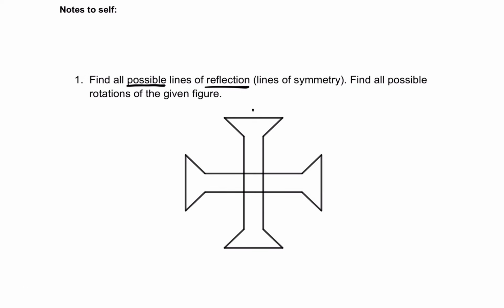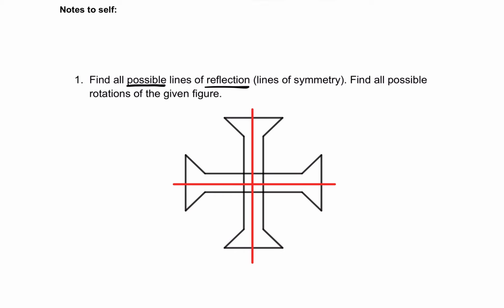For example, if I folded my paper down this line, and I'll do it in red so it's easier to see, then you could see all these pieces would line up with each other over here. So that could have been a possible line of reflection in this figure. Here's another one. There's another possible line of reflection. Here's another one. There's another possible line of reflection.